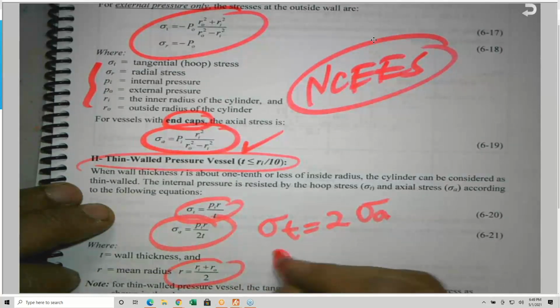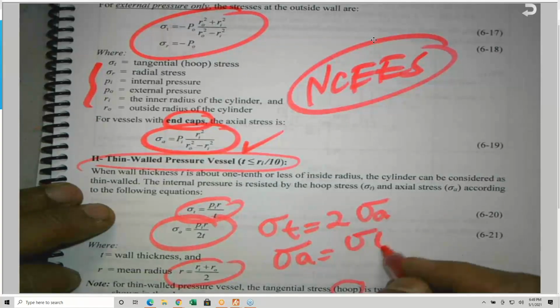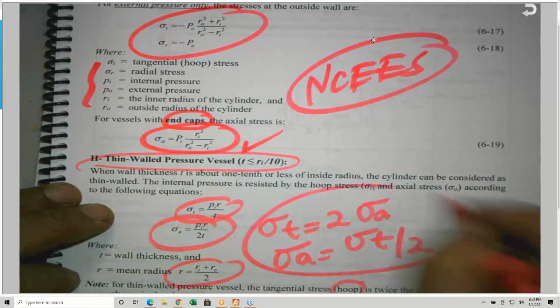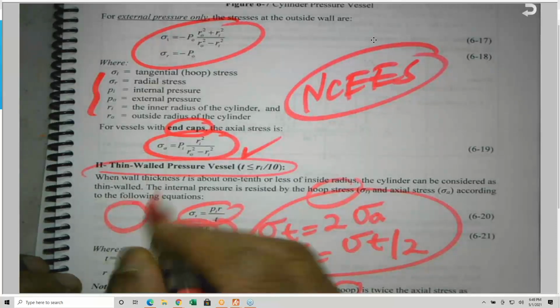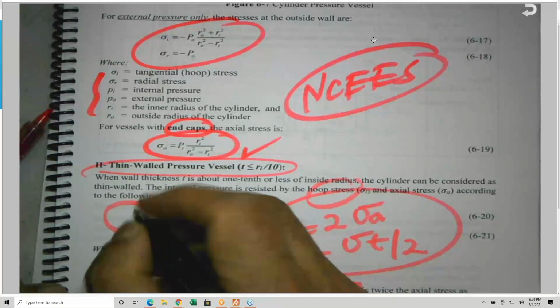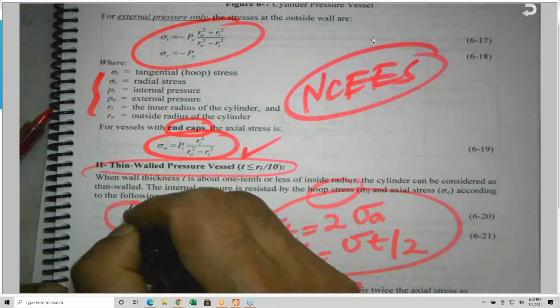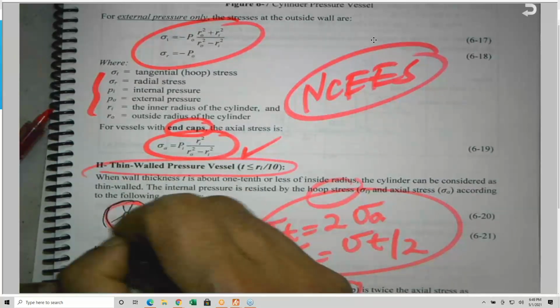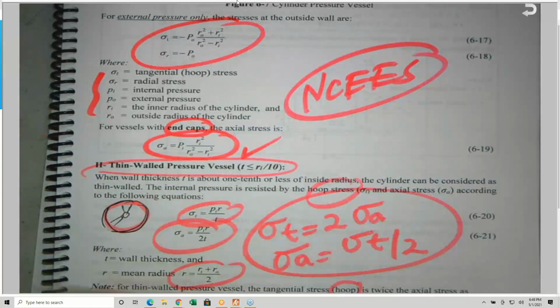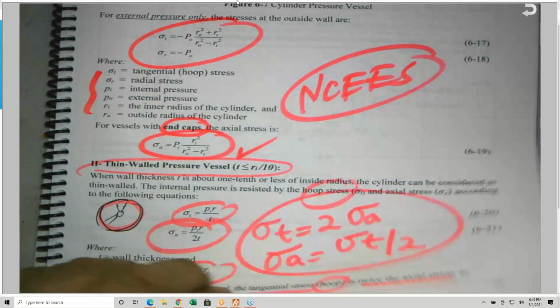Or sigma A, the axial, is equal to sigma T divided by 2. I need you to know that, because sometimes they call it hoop stress. You know the wheels they manufactured way back for the carts? They put some metal around it, and that is a hoop stress.